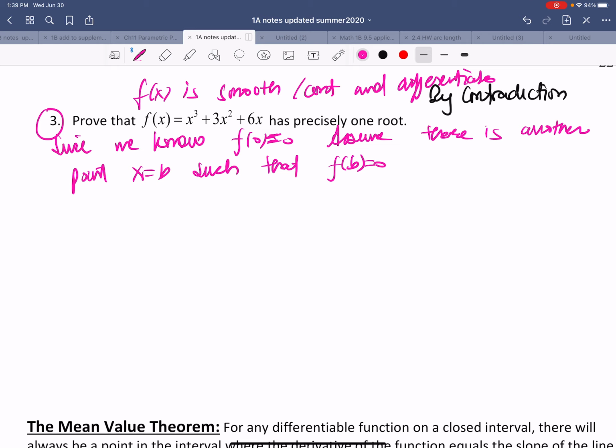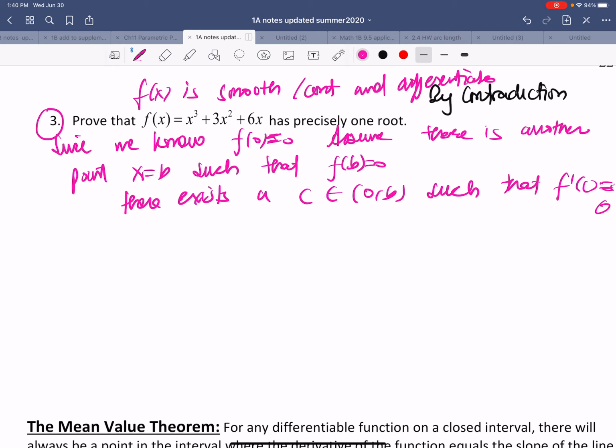Okay, so f of 0 is equal to 0, and we're saying there's another point such that f of b is equal to 0. So if that's the case, then there exists a point c in the interval 0 to b such that the derivative is 0. The derivative at that point, f prime of c, is equal to 0.